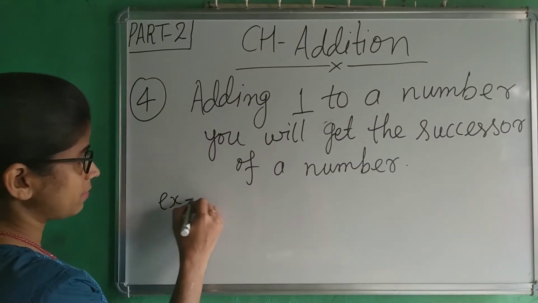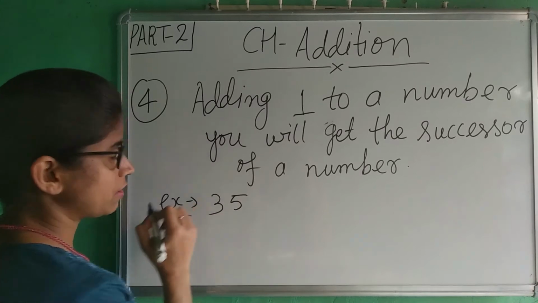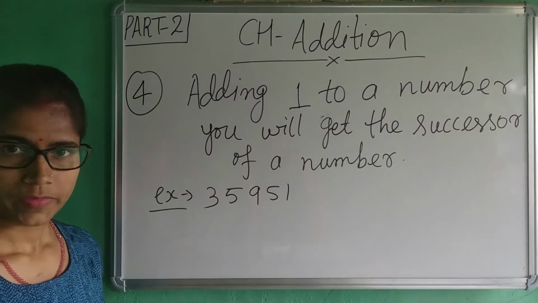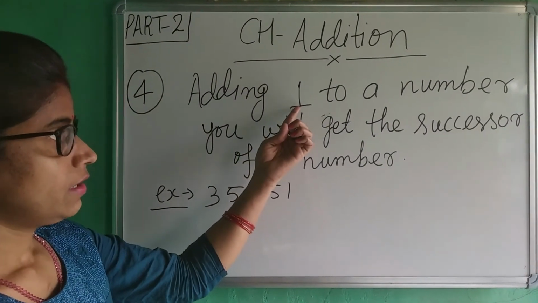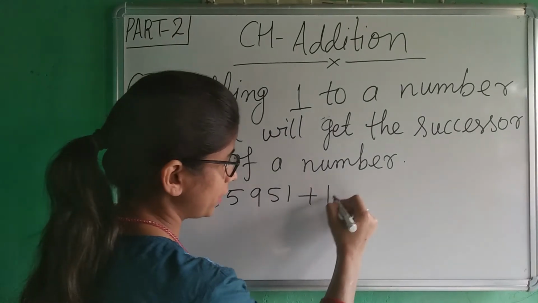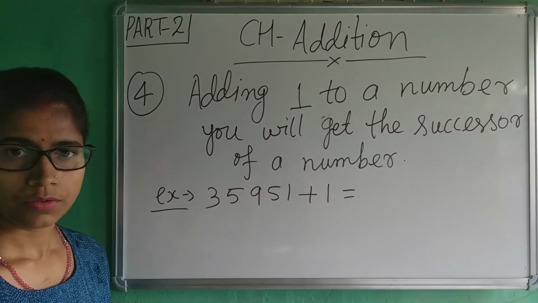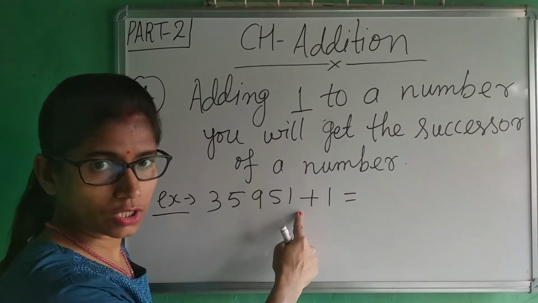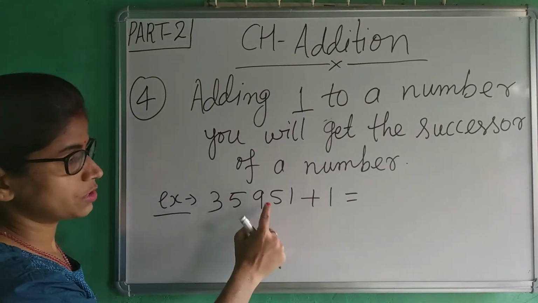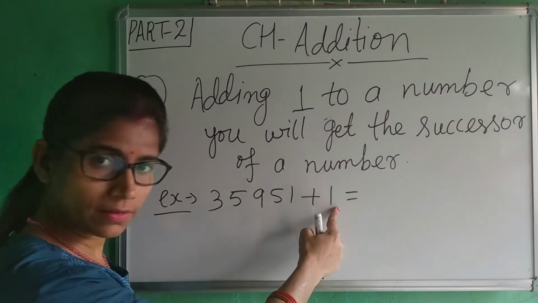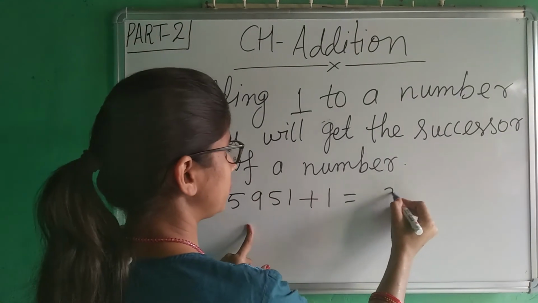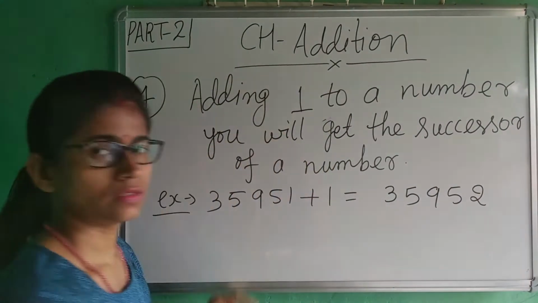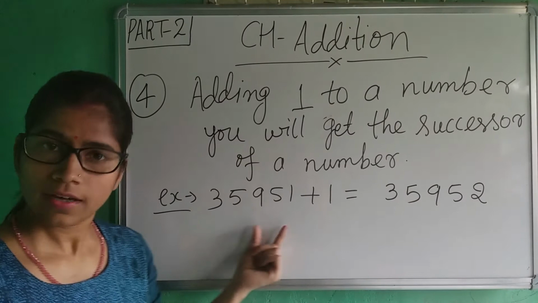Okay? As for example, I am taking 35,951. Your question is saying add 1. So I am adding 1. What will you get? You will get the next number. 35,951 is your number, so the next number will be 35,952 after adding 1. Okay. So the answer will be 35,952. So this is the successor of the number.